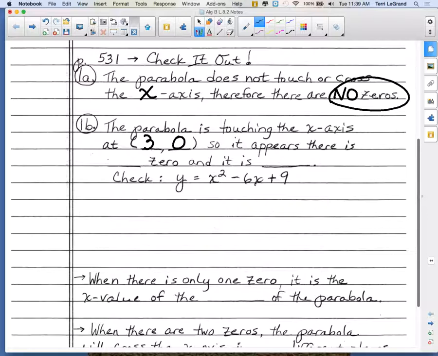Is it touching it anywhere else? No. No? Okay, so it appears there's only how many zeros? 1 zero. I'm going to use the word "one" because otherwise we might think the 0 is 1. There's only 1 zero, and it is what? What is that zero?